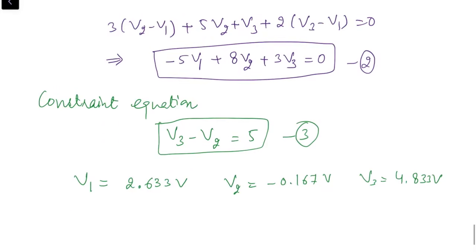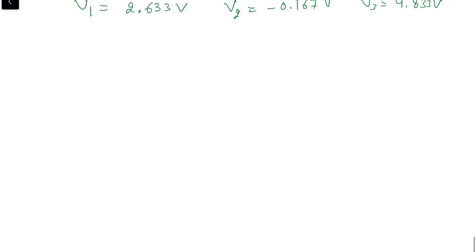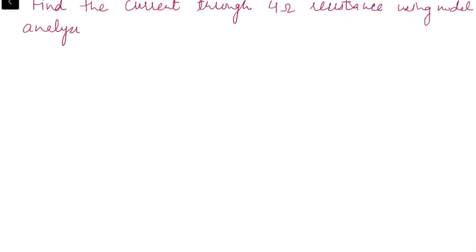Let's take one more problem to have more experience on supernode. Next is: find the current through 4 ohm resistance using nodal analysis.